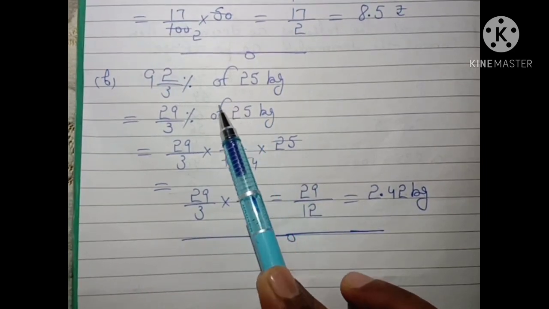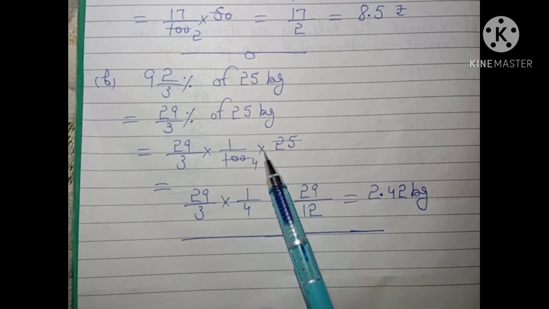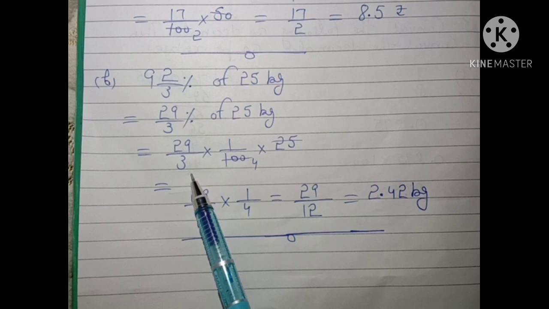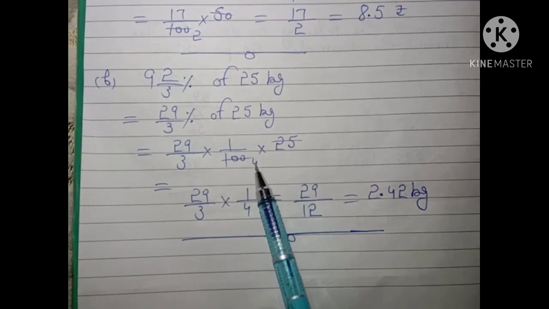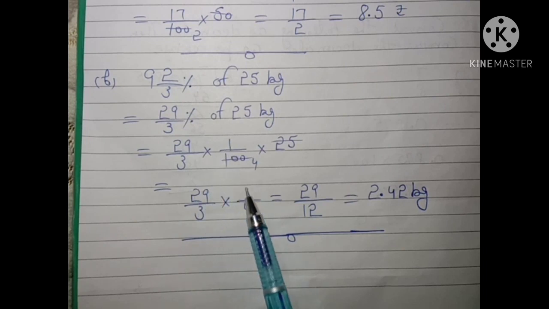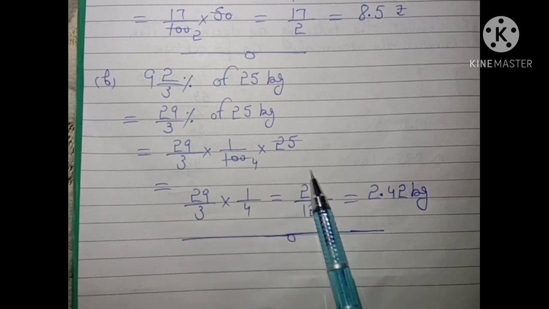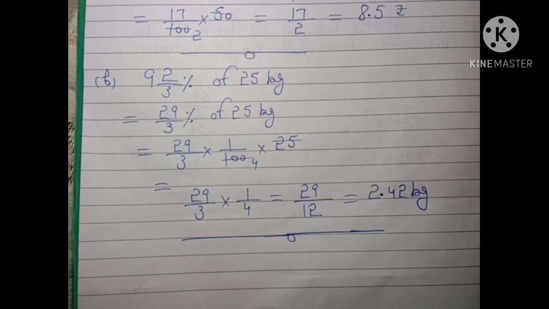Because here we also have to solve this one, we have to remove this word "of" from here and put a multiplication sign and then 25. So it will become 29 by 3 into 1 by 100 into 25. After doing the calculation it will become 29 multiplied by 1 and 3 multiplied by this 4. So 29 multiplied by 1 will become 29, and 3 times 4 is 12. After division it will become 2.42 kg. So this is the solution.